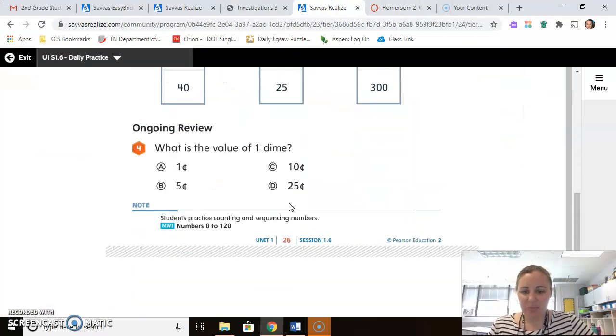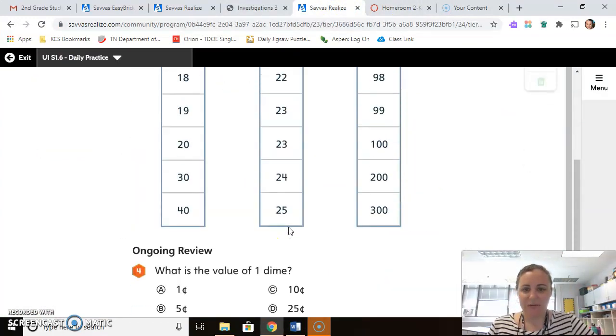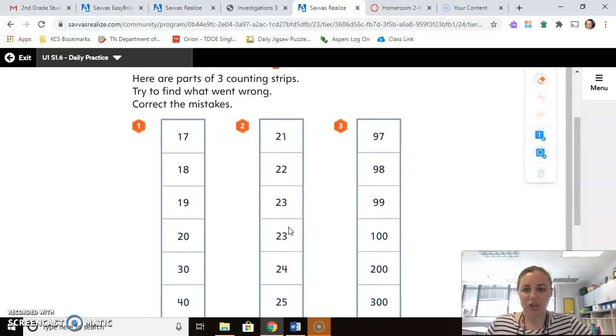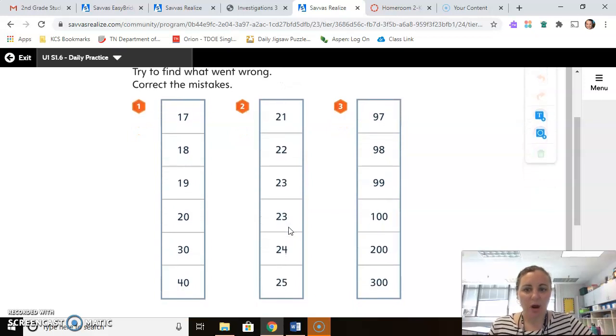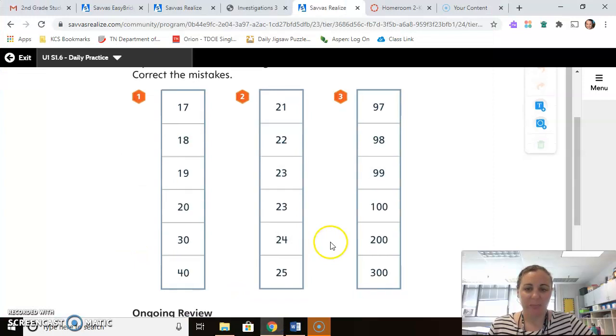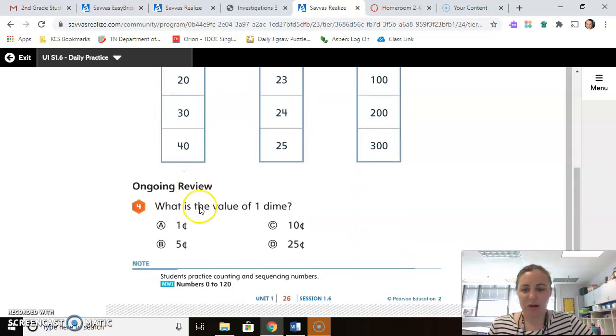So let me show you what you're going to be doing. On your student activity book page, this is page 26, you have some counting strips. What went wrong? Here are parts of 3 counting strips. Try to find what went wrong and correct the mistakes. So just like here, I crossed it out, and right next to it, I wrote what should be there. So you're going to do the same thing here. This is counting strip 1. This is counting strip 2, counting strip 3. Then you're going to go down here and do the ongoing review. Once you finish that, we're going to come back together and we will talk a little bit about telling time.